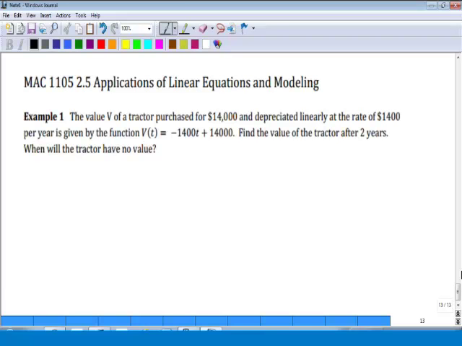Great. Thank you. Find the value of the tractor after 2 years. And when will the tractor have no value? According to this linear depreciation that's done here. All right.